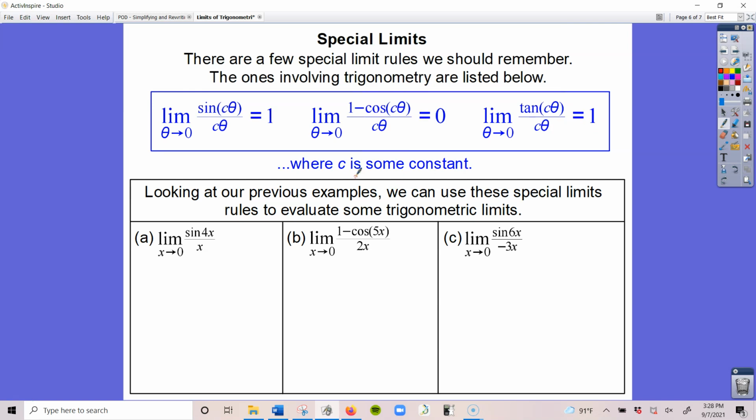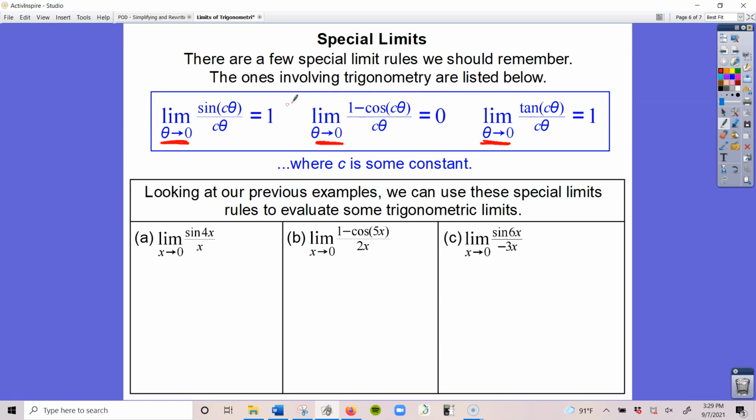So first thing, before we can apply these special limits, these are only valid for theta approaching 0. If theta is approaching any other number, these special limits do not apply. Now this first one and this last one have the same format, sine and tangent. It's the same formatting, except one has sine and one has tangent, but the answer is 1. And then finally we have the 1 minus cosine, this last one here, which is 0.